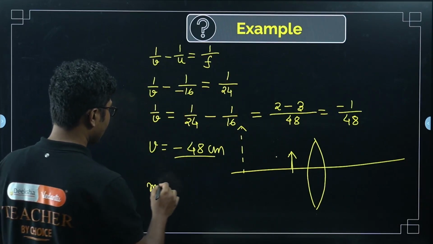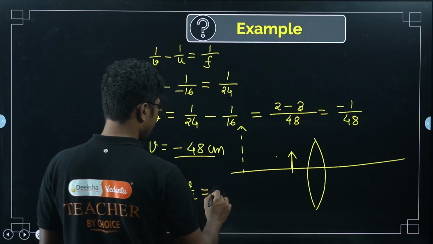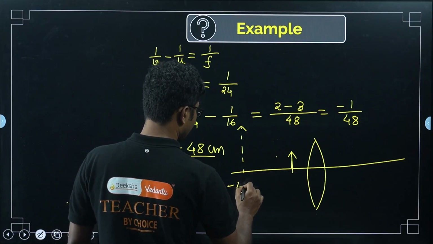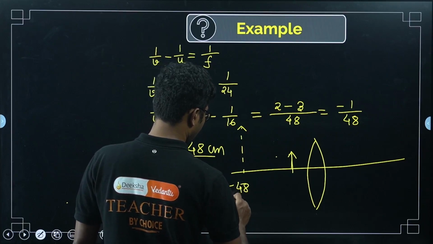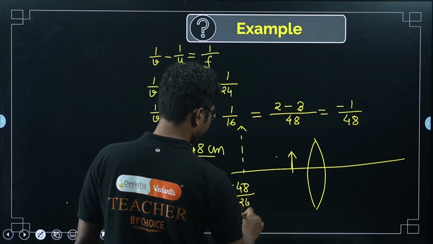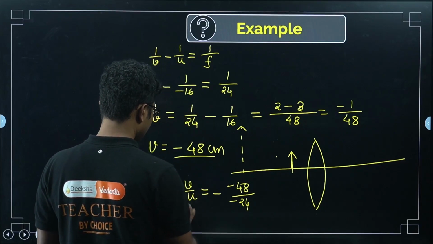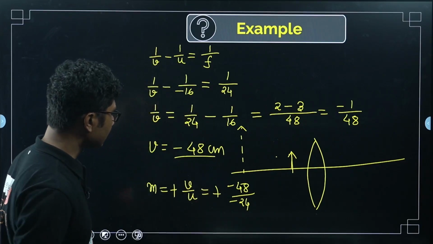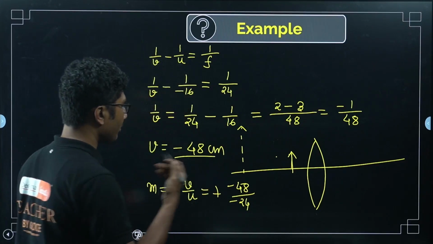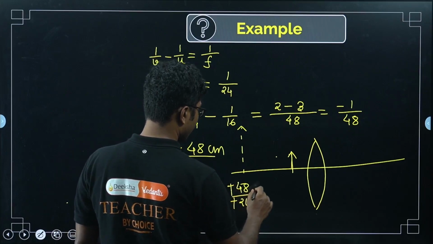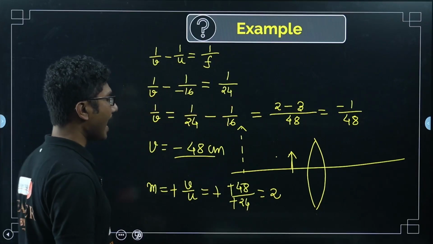Magnification is given by minus V by U. Okay, so minus V minus 48. Okay, V is minus 48 and U is minus 24. In case of lenses, I think the sign is positive. Yes, in case of lenses, V and U are opposite signs, so that's why this is positive. So it will be 2. So image is twice as magnified as the object.